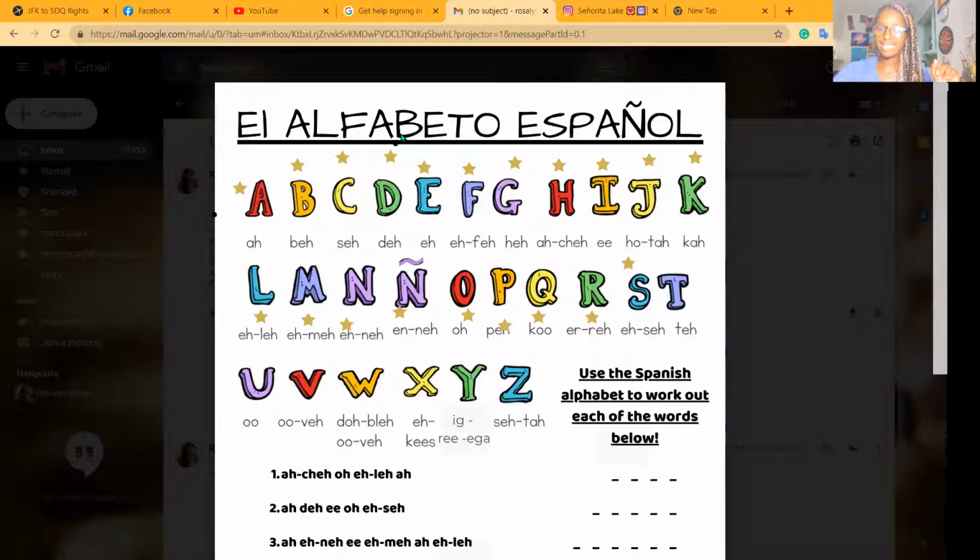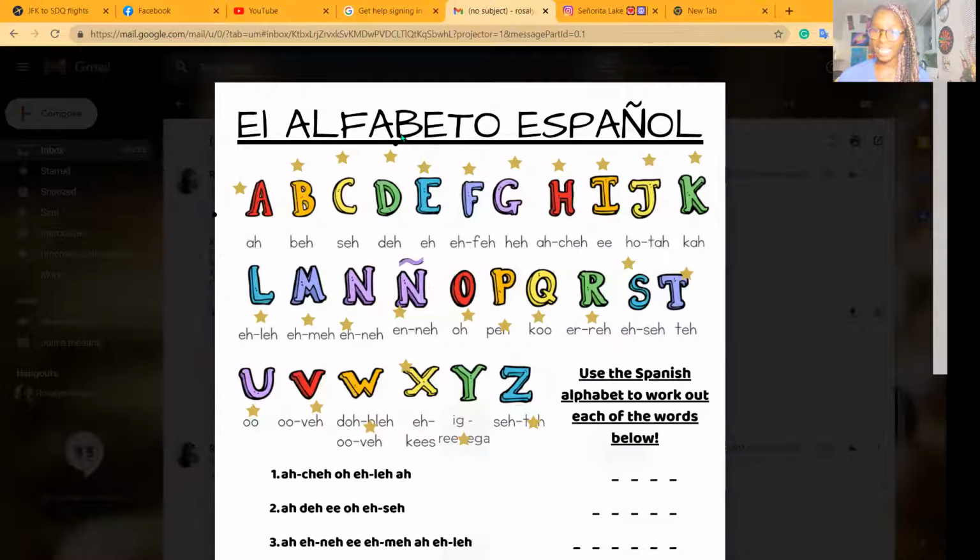R, S, T, U, V o V corta, W o W, X, Y, Z. Remember that you don't say Y when it's in a full sentence. You say I, okay? That's going to make sense as you move on. Also, I want you guys to know that some alphabets have CH, which is basically the C and the H together in la CH. So let's say them one more time.